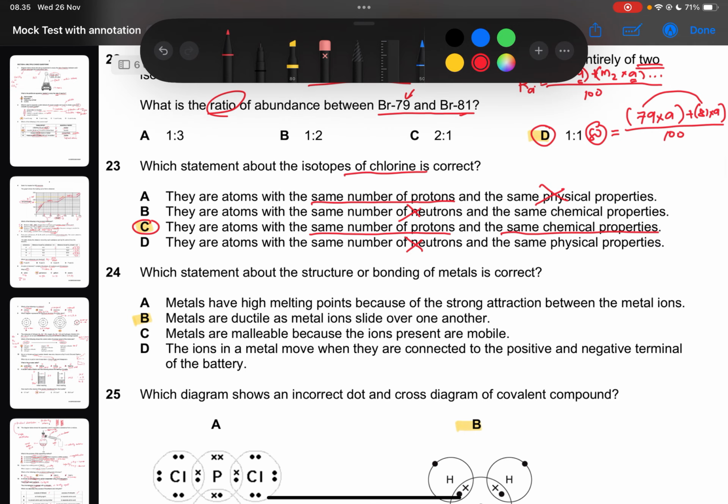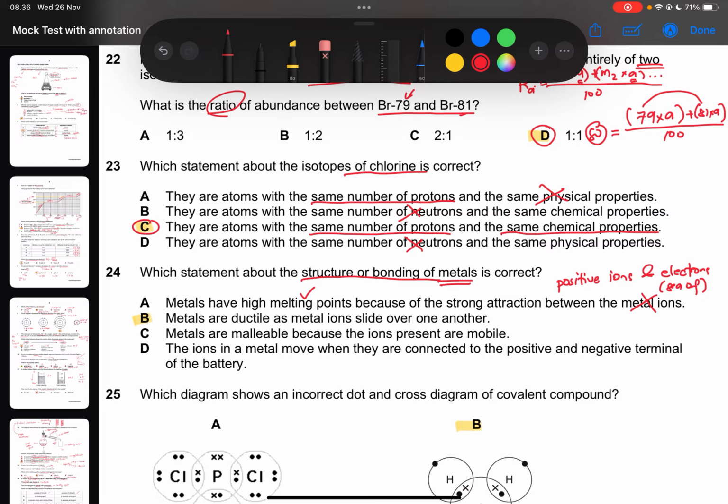Question number 24. Which statement about the structure or bonding of metals is correct? Letter A. Metals have a high melting point. That is correct, because of the strong attraction between metal ions. So remember, the attraction is between positive ions and electrons, or the sea of electrons.